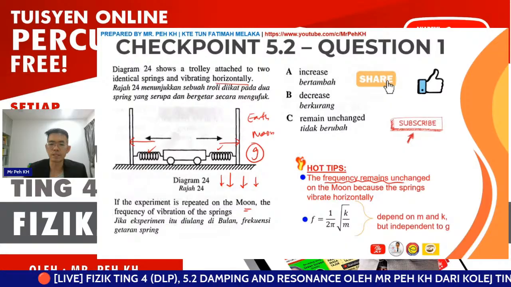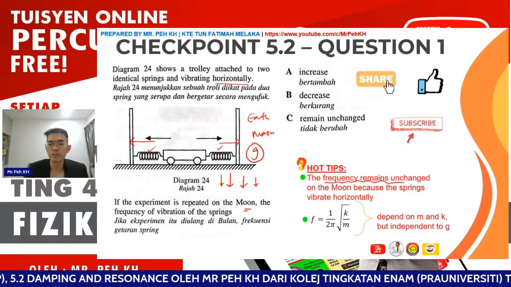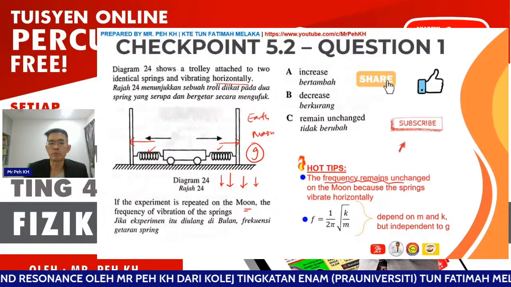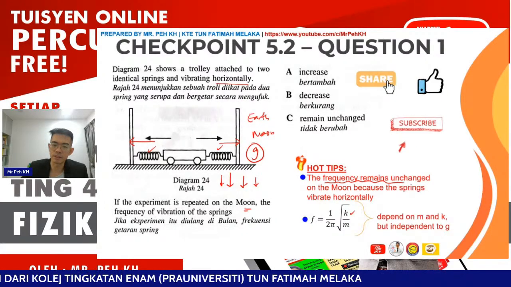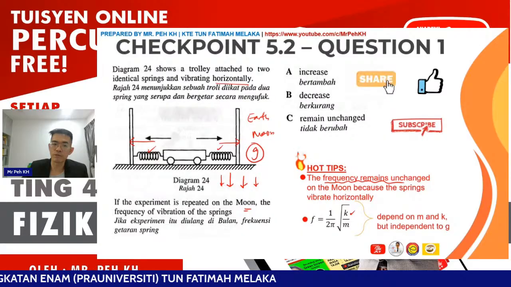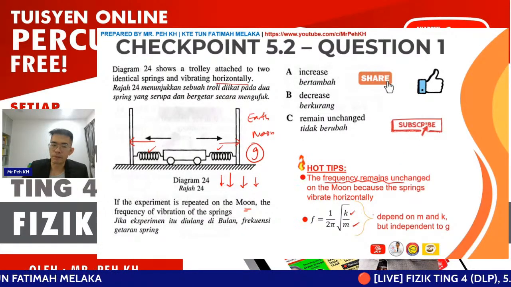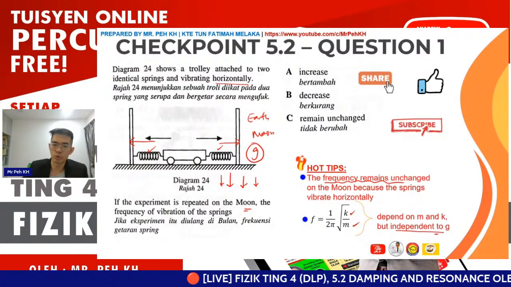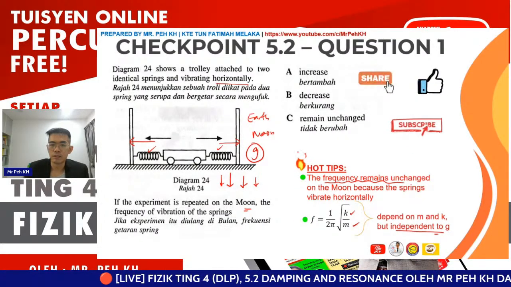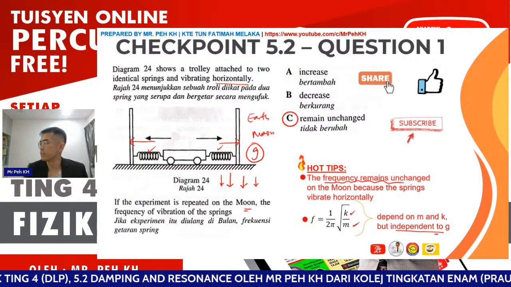Besides that, this is actually an example of a loaded spring. The frequency of a loaded spring is affected by k and m, where k is the stiffness of the spring and m is the mass. That means it is independent of g. So we are sure that this remains unchanged. The answer will be C.